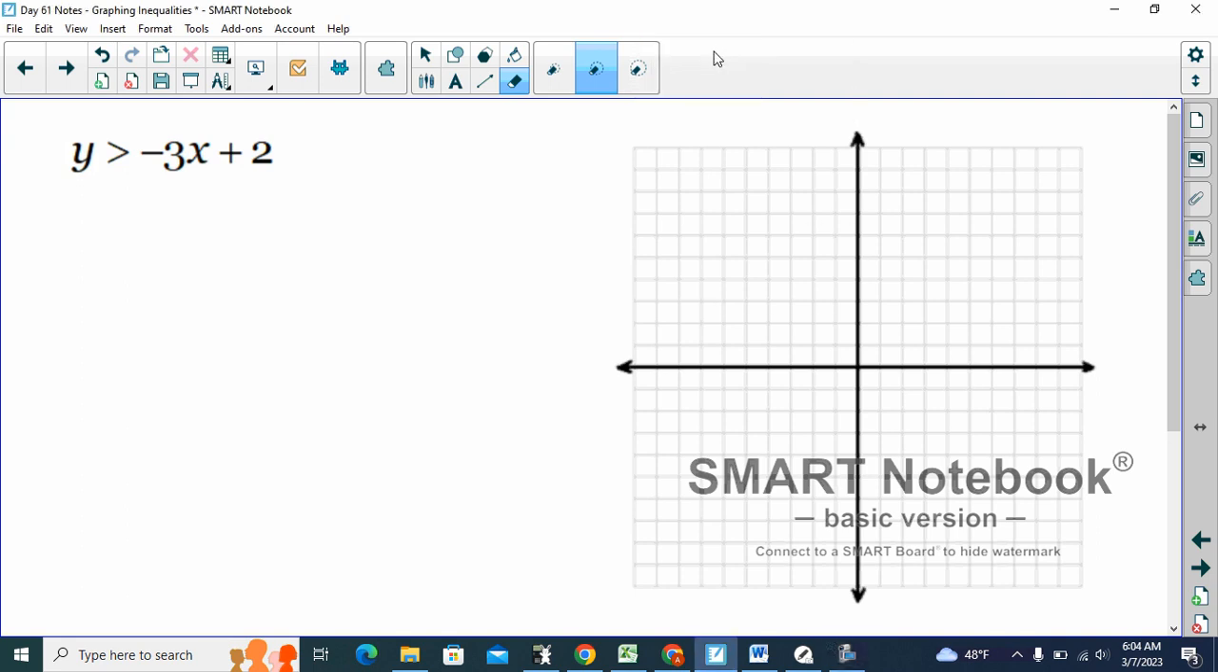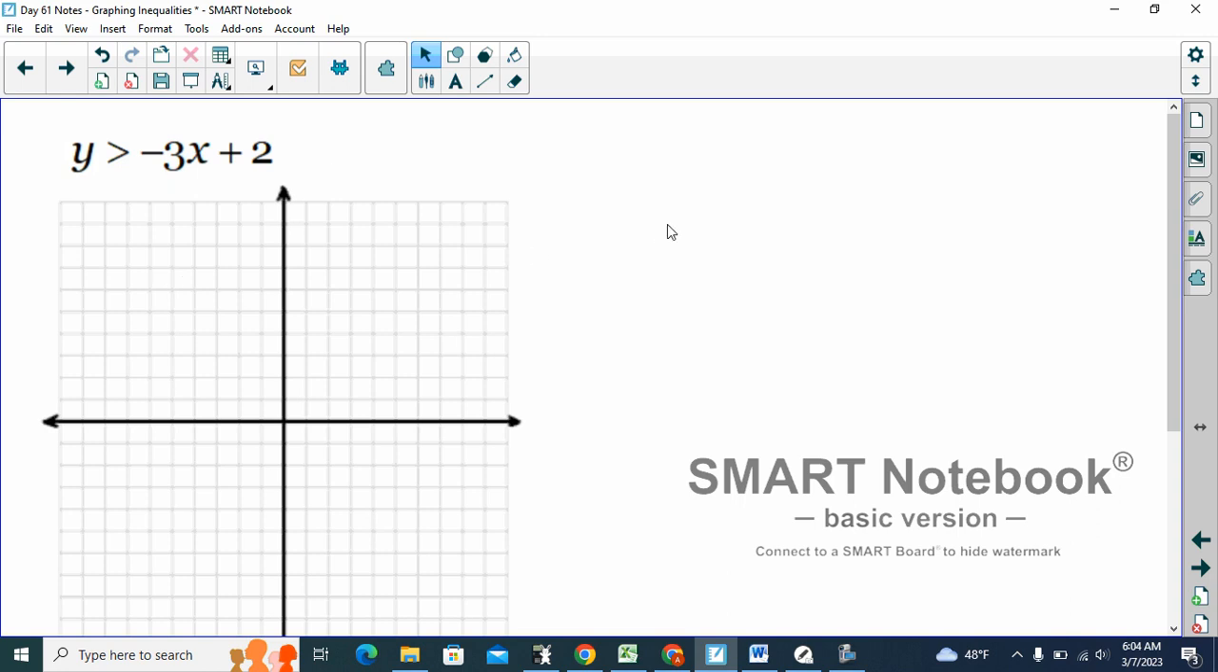Continuing with solving two-variable inequalities. The only way we solve two-variable inequalities is by showing the solution on a graph. Solve by graphing. The first couple are review problems. Y is greater than negative 3x plus 2.